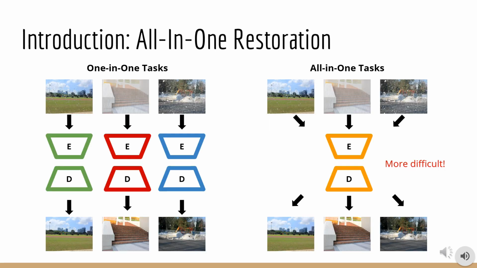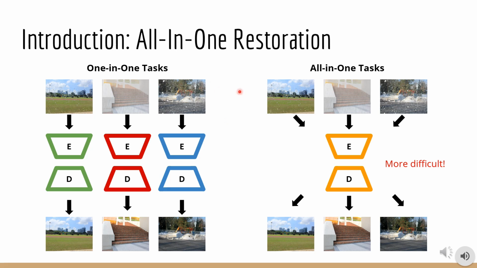The task we are addressing is all-in-one image restoration. The main goal of image restoration is to utilize deep learning methods to restore a degraded image into an undamaged one. In previous research, methods usually focus on a single type of degradation, which means that we'll have to train multiple models to handle different types of degradations, as shown in the left picture.